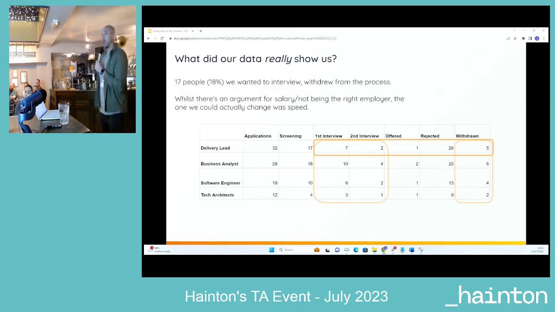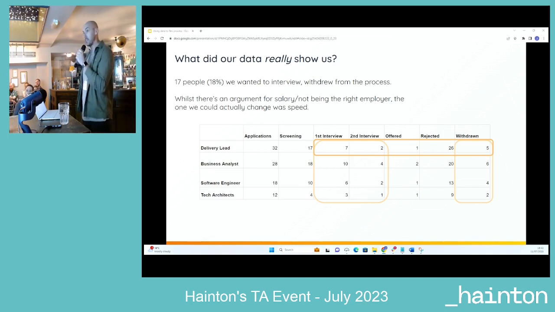So what did the data show us? 17 people, so almost 20% of people who went through our interview process, withdrew. And whilst you can argue maybe it was salaries, maybe we weren't the right business, we never really got to a point where we could find that out, and the majority of people we missed out on was simply because we couldn't act quick enough.